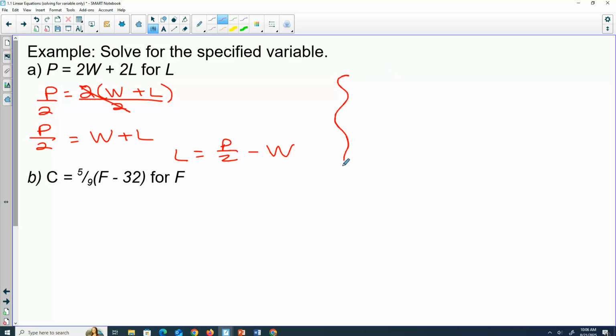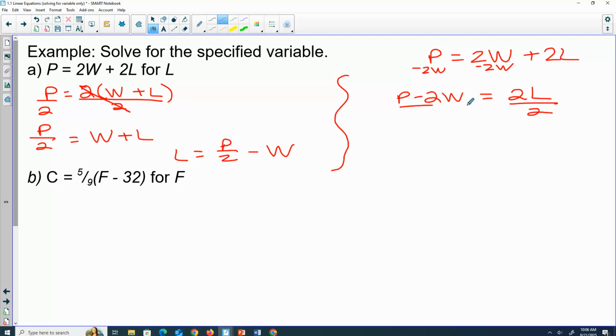The other option, I think more people said, okay, here's the L, I'm going to subtract 2W to begin with. And then how would you get L by itself? And so you could have broken it apart into individual terms. You could have also just left it as P minus 2W over 2. Okay, these are equivalent answers. Couple different ways to get there. Both correct.